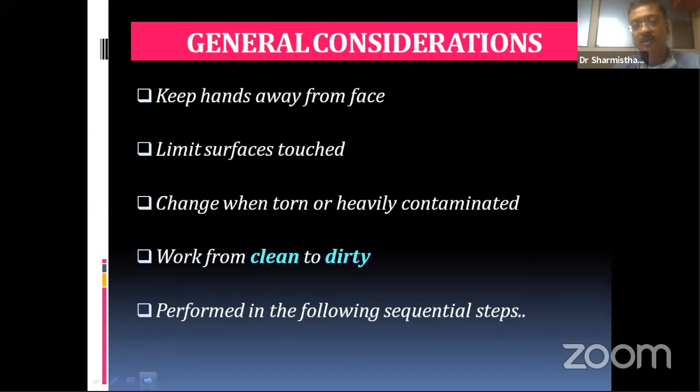So the general considerations are: keep hands away from the face always, limit surface touch as much as possible, change when torn or heavily contaminated, work from clean to dirty, never from the opposite direction, and perform the sequential steps which I am showing you. Very basic but very important things.